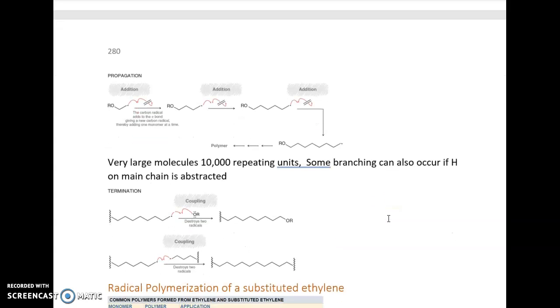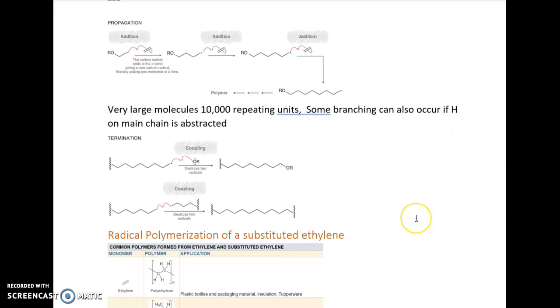The termination occurs whenever any 2 free radicals come together. So the chain here has a free radical, and if you have too much of the initiating radical, they can kill each other, and then 2 chains can also kill each other. So we have to watch concentrations when we do these reactions.